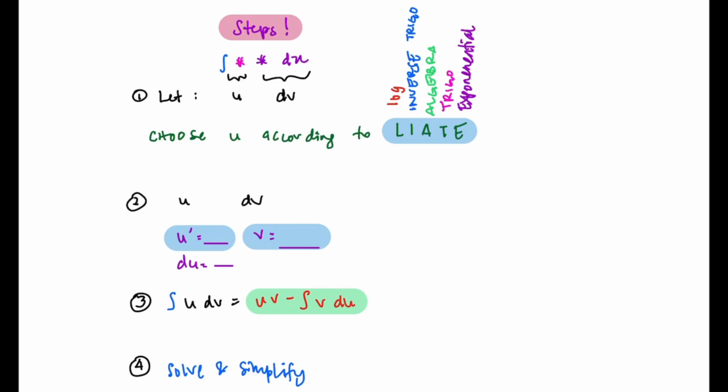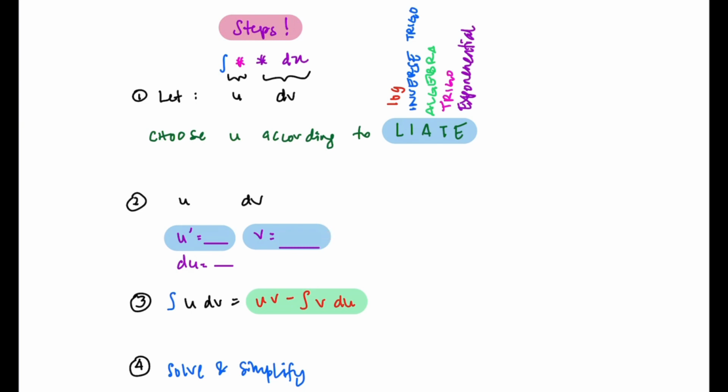For step number 2, since you have chosen u and dv, from u, let's find du over dx, and then let's further change it to du. And for dv, let us integrate dv so that you get v. However, when you integrate this, do not write plus c here. We will write plus c later on. That is step number 2.